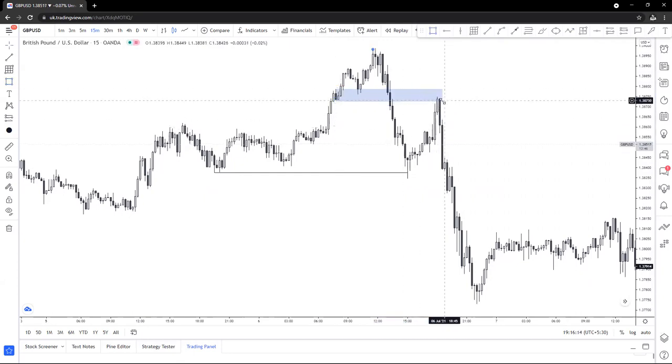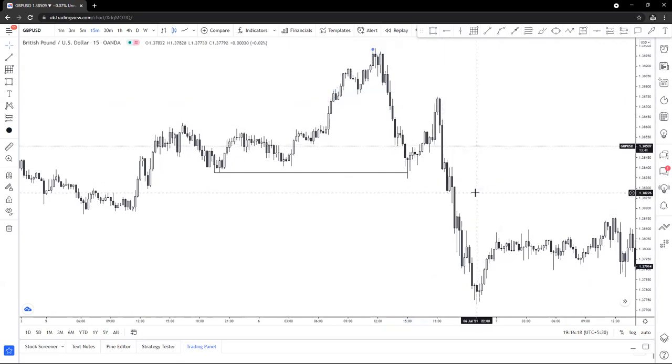I'll just explain it to you later, or else I'll send you the video about reclaimed blocks so that you'll understand. For now, this is a reclaimed block.